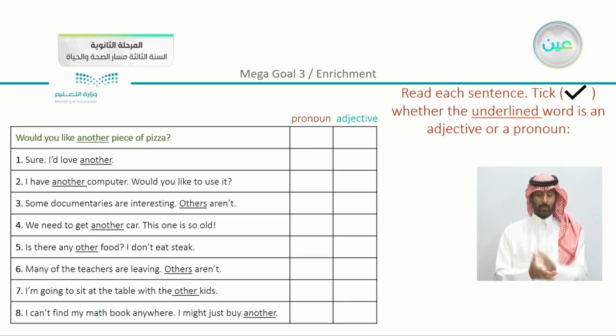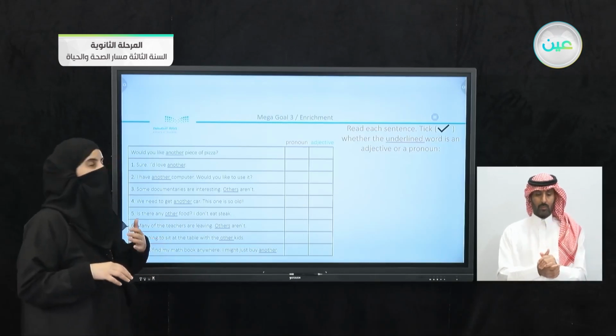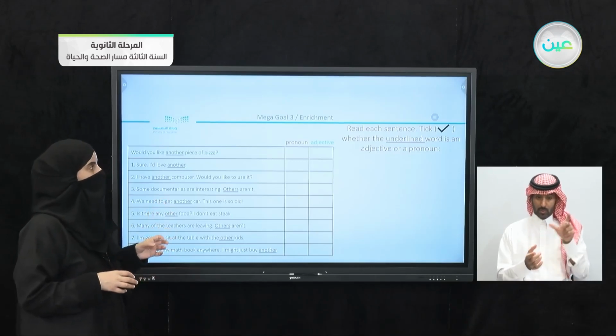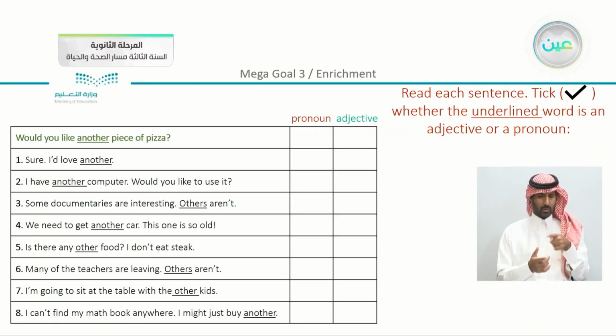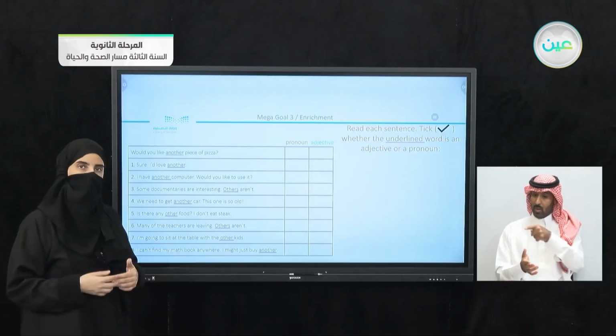Now, we have here another exercise. This is a simple exercise. You can see that we have the words other, others, and another. They are underlined. We are together going to read each sentence and just tick whether the underlined word is an adjective or a pronoun. You can see that we have here the column just to show you that we have two parts. So you are going to decide, is it a pronoun or an adjective in a sentence?